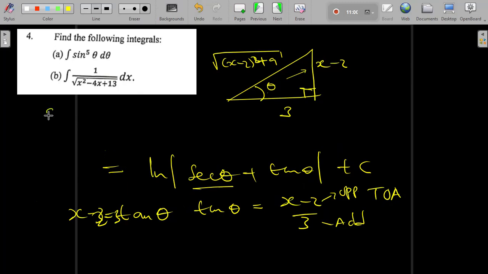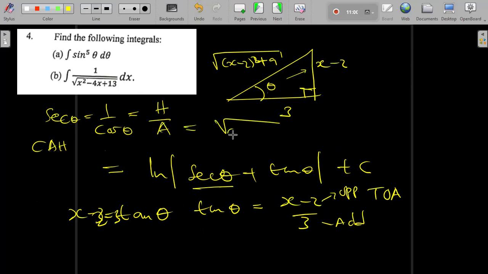Sec theta is just equal to 1 over cos theta. And cos is adjacent over hypotenuse, meaning sec is just hypotenuse over adjacent. So my hypotenuse is the square root of (x minus 2) squared plus 9, and my adjacent is 3. So that is what I get to be my sec theta.